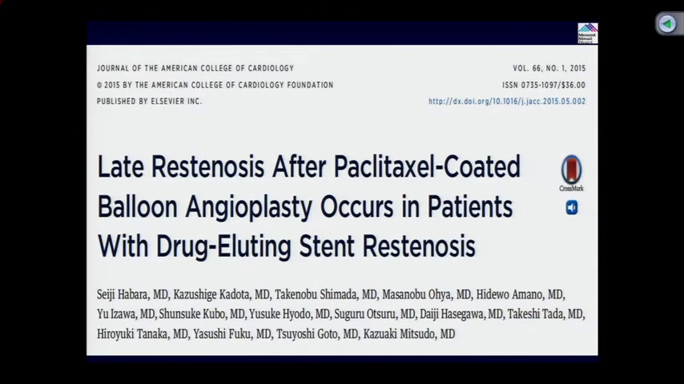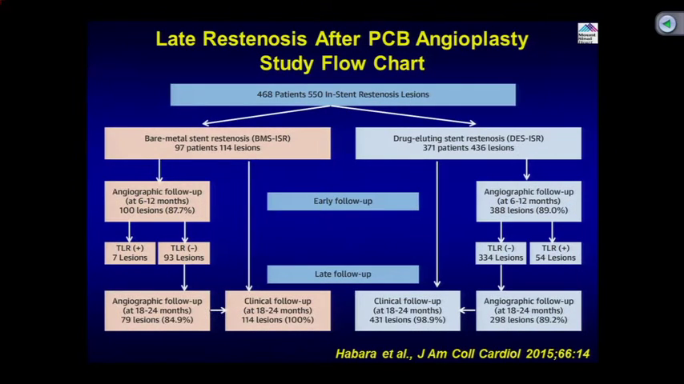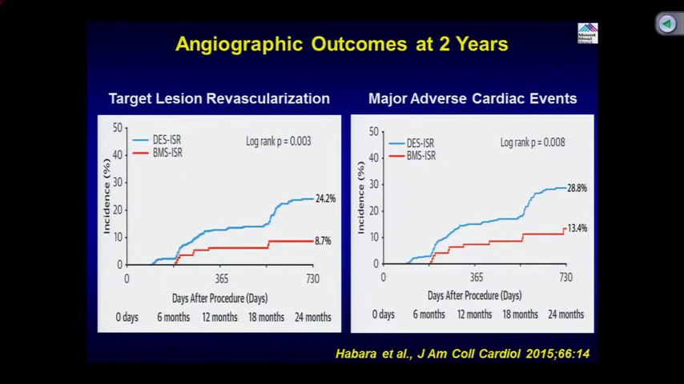Then we have another signal in the same issue of the JACC 2 months ago, that when you follow these patients, short term and long term, whether you use it for a BMS ISR or DES ISR, a different story happens. You can see here that the target lesion revascularization and the major event rate continue to diverge at 6 months, and even further on after 12 to 14 months you have another difference of events, much higher in the group of patients with drug-eluting stent ISR compared to bare metal ISR. But all these patients received the drug-coated balloon.